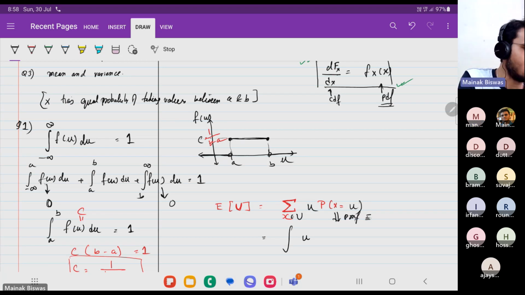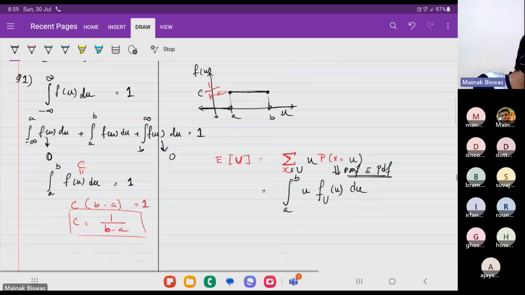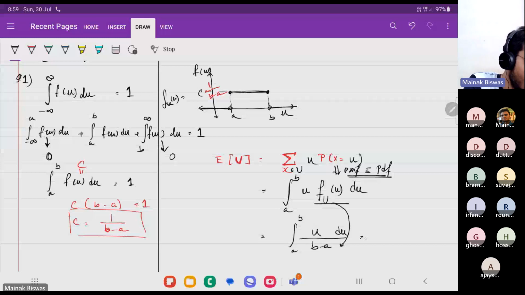So PMF is equivalent to PDF, I told you today. Because we are taking a weight at every point, we are weighting by the probability of the PDF. So u f of u du, between A and B, because outside it is zero anyway, right? Yes. So what is this integral going to be? f of u is 1 by B minus A for all values between A and B. So you will have B squared minus A squared by 2 times B minus A, which is equal to B plus A by 2. Yes or no?